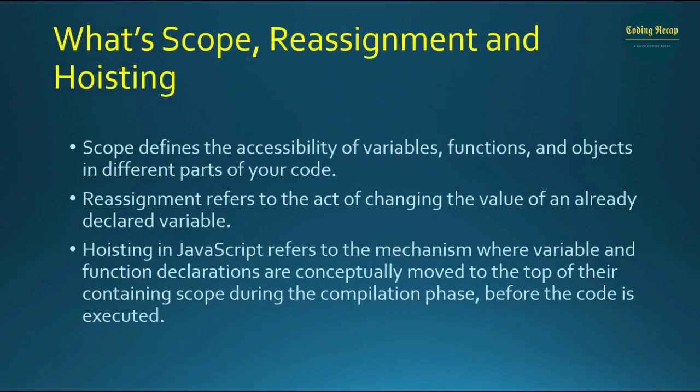Scope defines the accessibility of variables, functions, and objects in different parts of your code. Reassignment refers to the act of changing the value of an already declared variable. Hoisting in JavaScript refers to the mechanism where variables and function declarations are conceptually moved to the top of their containing scope during the compilation phase before the code is executed.